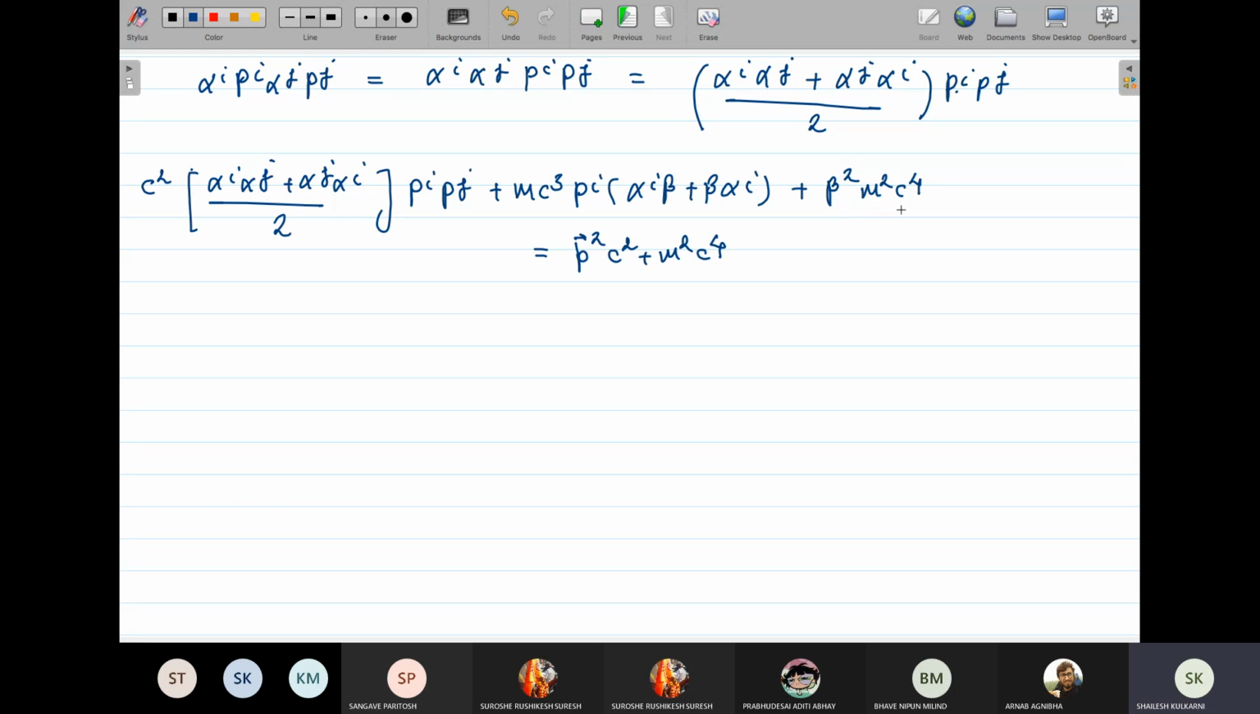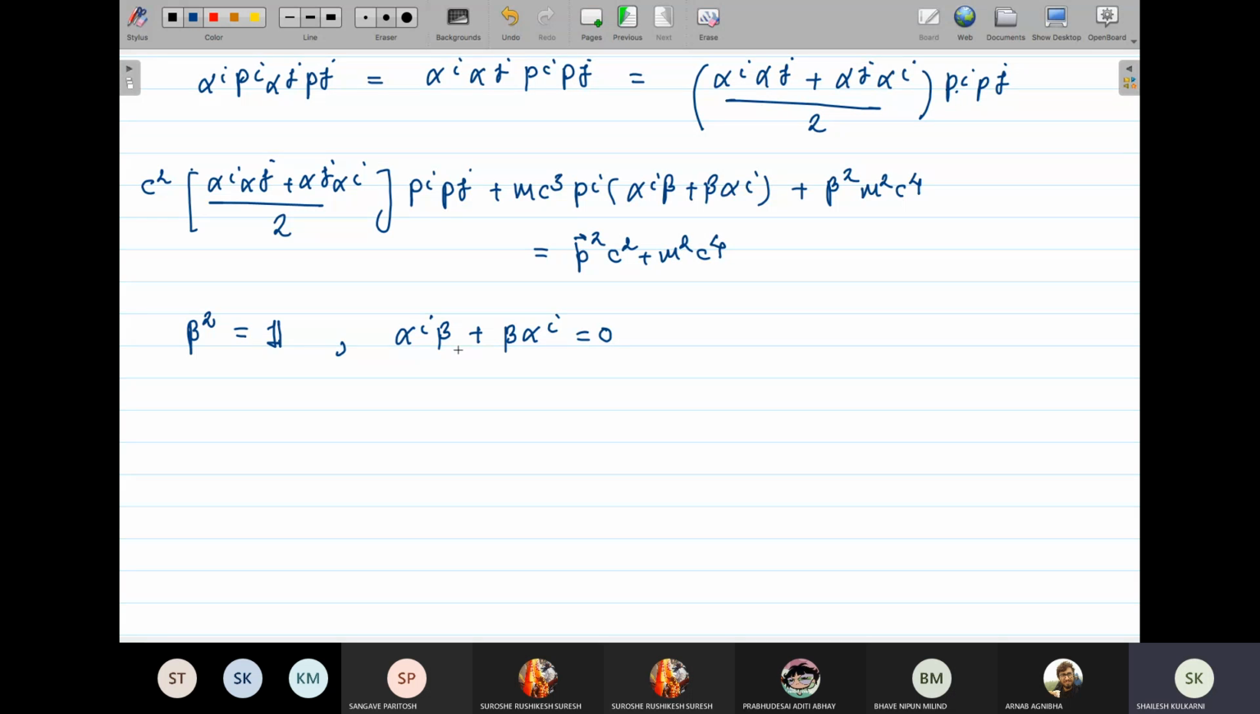If I collect the coefficient of the c to the power 4 term, it tells us that beta square must be identity, right? Beta square must be 1 if you compare this with this. This is important. This tells us that these alphas and betas are not just usual numbers. They are basically matrices. What it tells, there is no c cube term here, so this tells us that alpha i beta plus beta alpha i is 0.